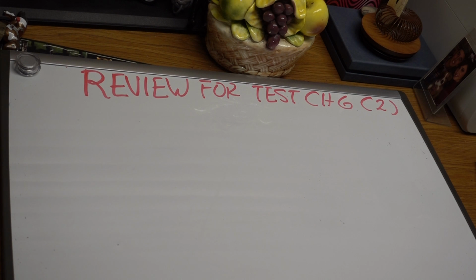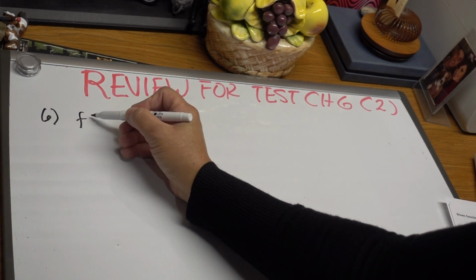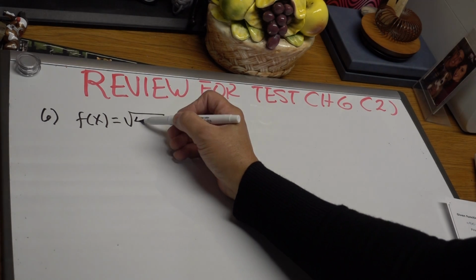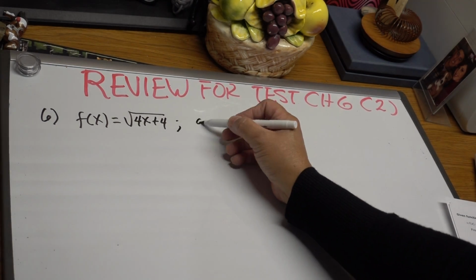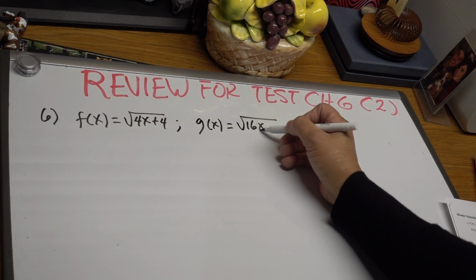Problem number 6 of the review is to find the product of two functions, where f of x is the square root of 4x plus 4, and g of x is the square root of 16x minus 4.